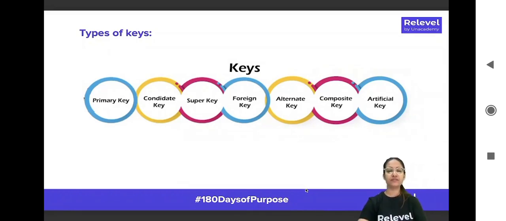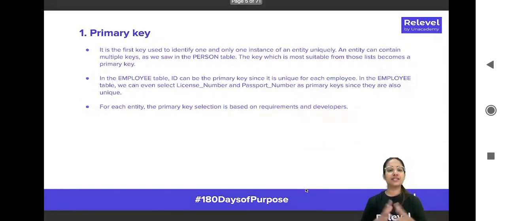All right, so let's start our discussion with the very first key, which is the primary key. Now the primary key is the first key used to identify one and only one instance of an entity uniquely. That means each and every record, each and every row will be uniquely identified, and that happens through the primary key. An entity can contain multiple keys.